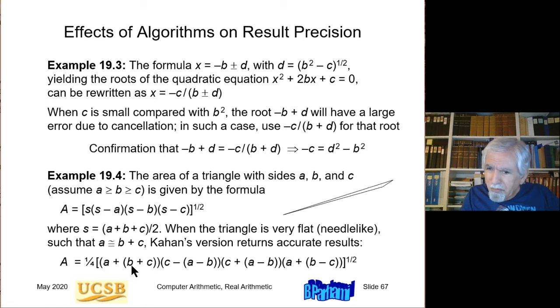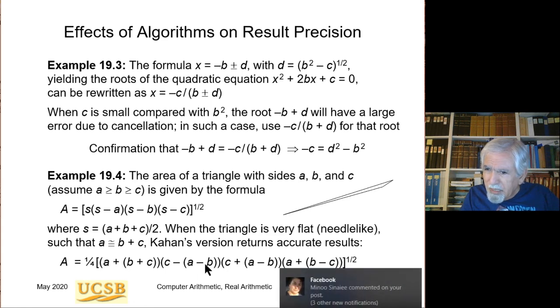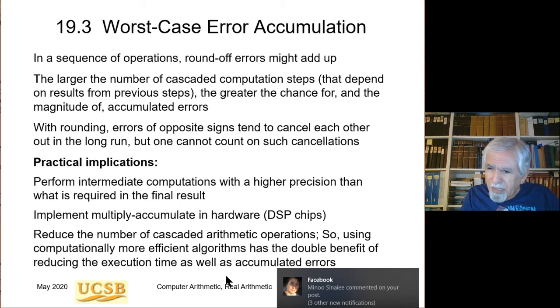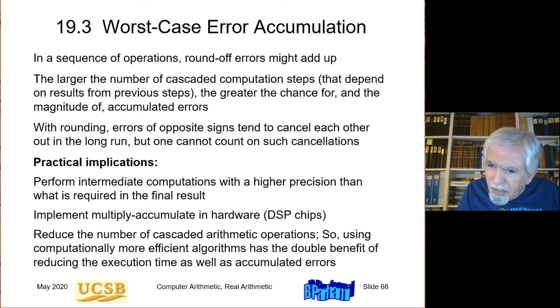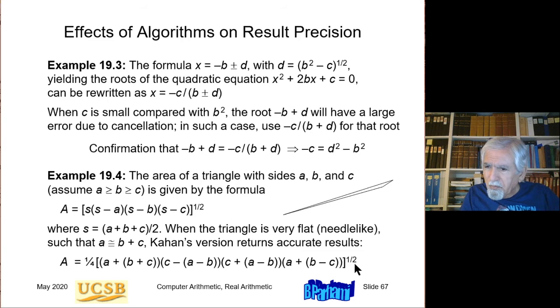So A plus B plus C, meaning add B to C and then add A. The second term is A minus B, and so on. And it's provable that this formulation does not lead to large errors. Okay, so that was the second example. Use a different formula for computing the area of a triangle when the triangle is of this kind.